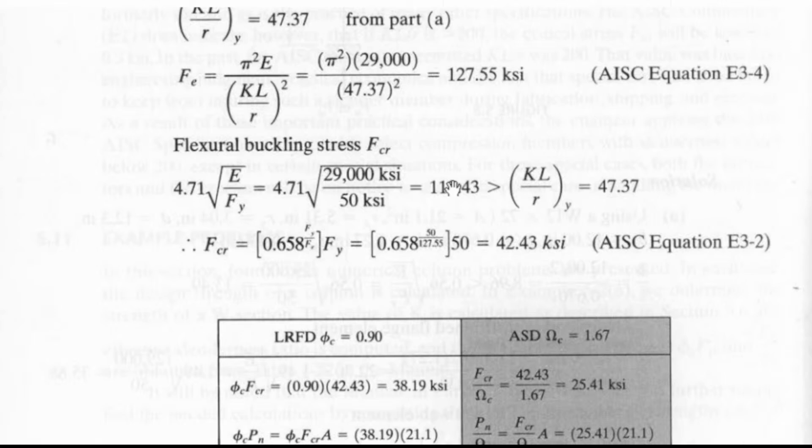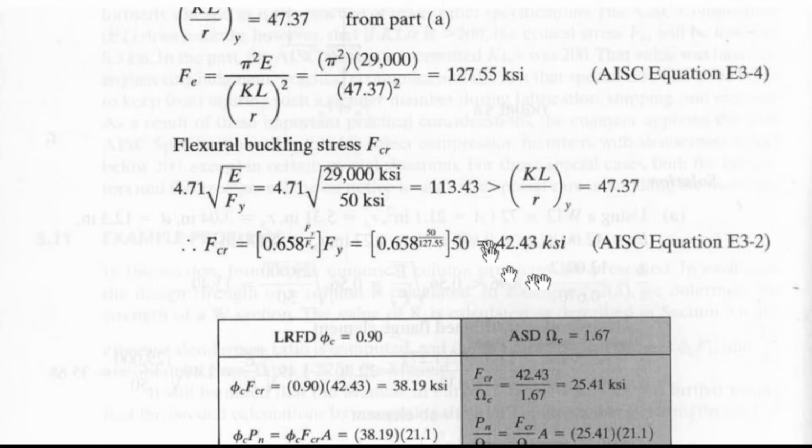So, we are on the inelastic part. Equation 3-2. We are on the inelastic part. Therefore, we need to divide Fy by Fe. So, Fy divided by Fe. That is 50 divided by 127.55 here. That is the exponent. Exponent of what? 0.658. Exponent that, then multiply by Fy, then this is our Fcr.